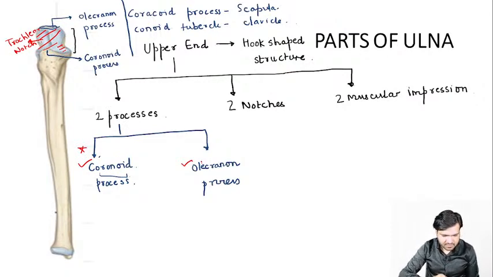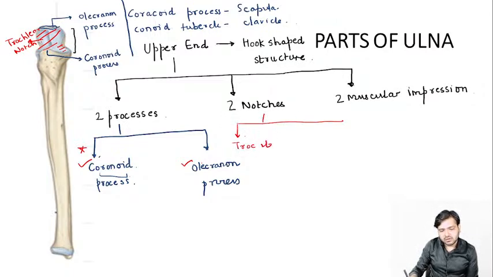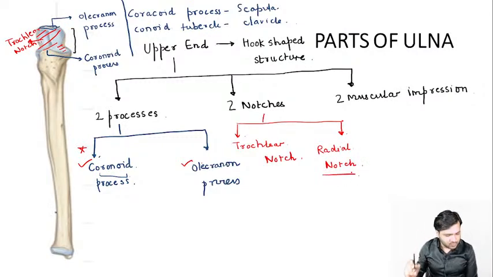Now I will be discussing the two notches of the ulna, and you are very well aware that we have two notches. One is very prominent that you can see over here, that is the trochlear notch, and the other one that I will be discussing is the radial notch of the ulna. And I will be discussing it one by one.